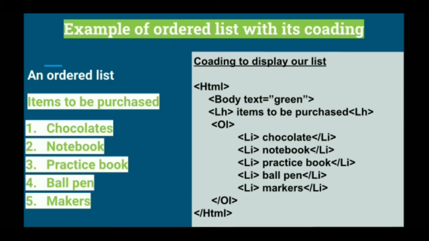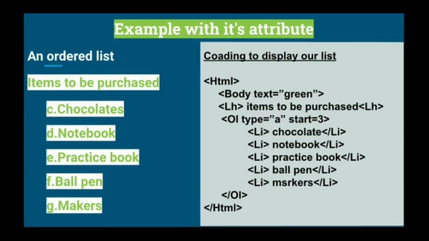So just by making a very small change you can create an ordered list from the unordered list, and then your list will be visible with numbers instead of the square symbol. So this is the simple example of an ordered list. Now we will discuss the example of OL with the attribute.